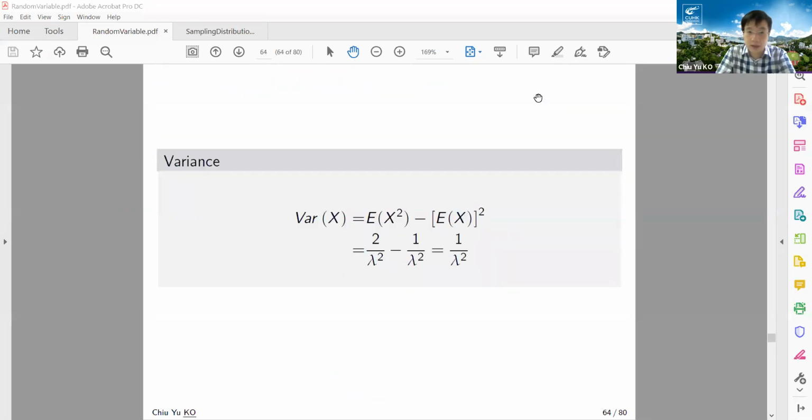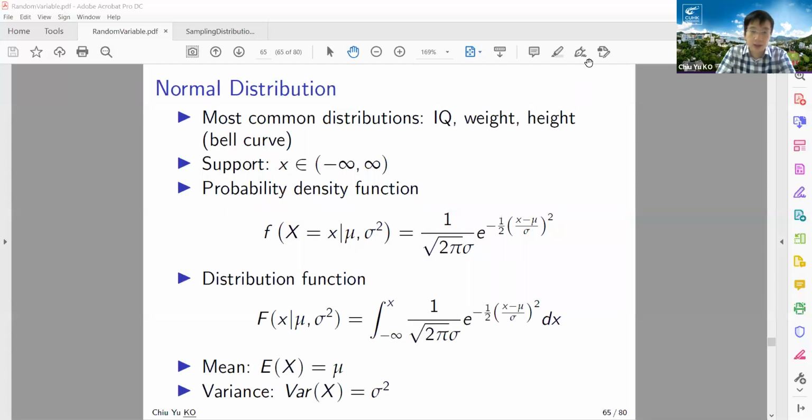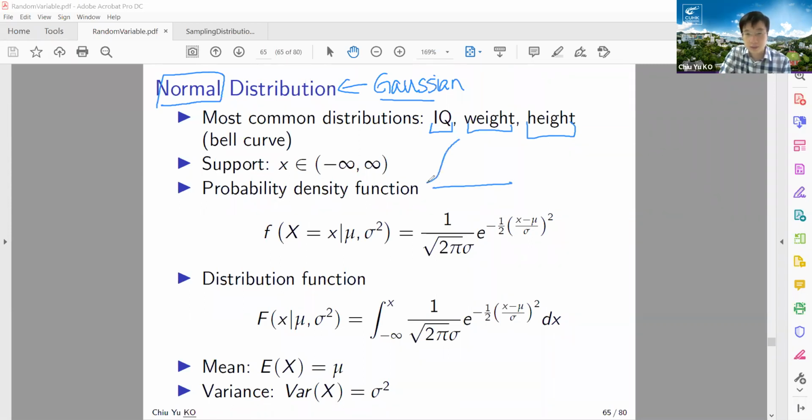Okay, but anyway, go back to this normal distribution, right? The normal was invented by the mathematician Gauss. So that's why it is also called Gaussian distribution in the old days. And this normal distribution actually is very versatile. It turns out that IQ in the population, weight, height, all these things are actually related to normal, and that's the bell curve. Okay, the bell.